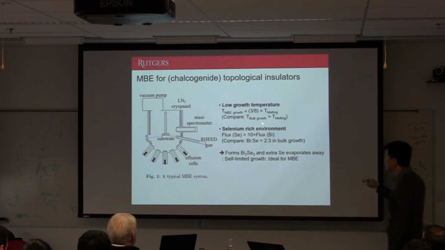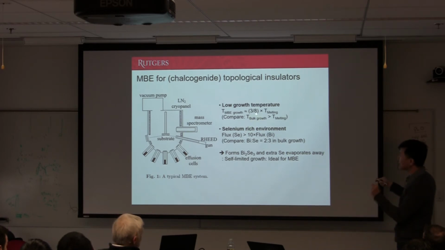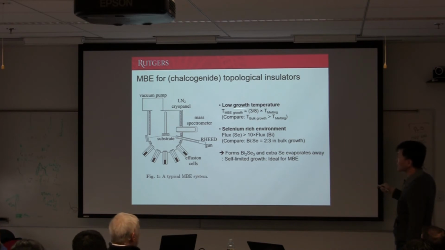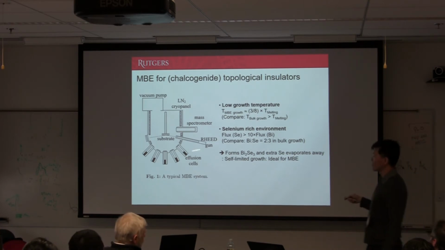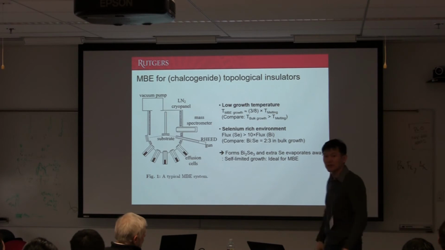Also, another thing to note is that usually when you grow thin films, the growth temperature is much lower than the melting temperature, roughly about 3/8 of it. On the other hand, if you want to make bulk crystals, you have to grow above the melting temperature, because you have to mix it. So that's another big difference. MBE growth occurs at much lower temperature than the melting point.